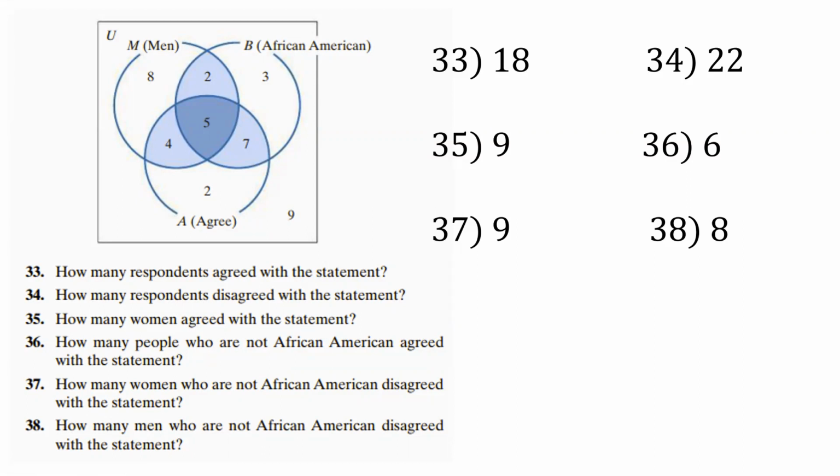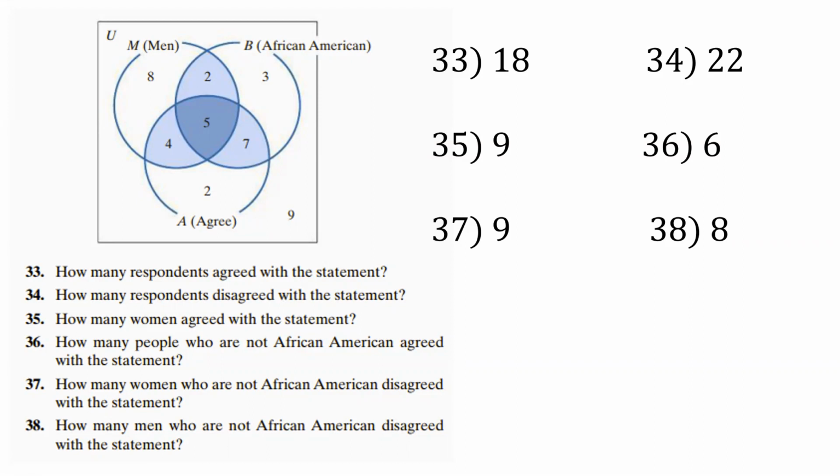36 is asking how many people who are not African Americans agreed with the statement. So it's a very similar process to the men question. I want to remove anything that is in circle B, the African American circle. And I also want to count the people that agreed with the statement. And so that gets me 2 plus 4 is 6.